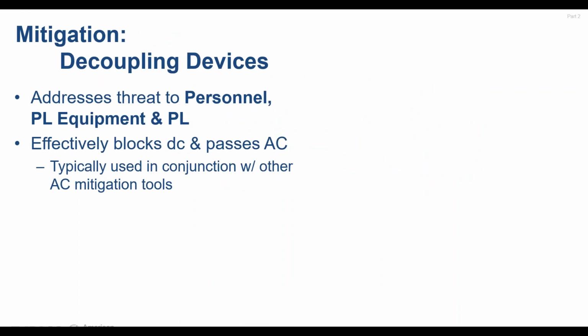Decoupling devices. These devices become an integral part of many of our AC mitigation systems. We use them to minimize the threat to personnel, pipeline equipment, and the pipeline itself. Their main function in life is to block DC energy and pass AC energy. Rarely will you see them used alone. Most often they're going to be used in conjunction with other AC mitigation tools.